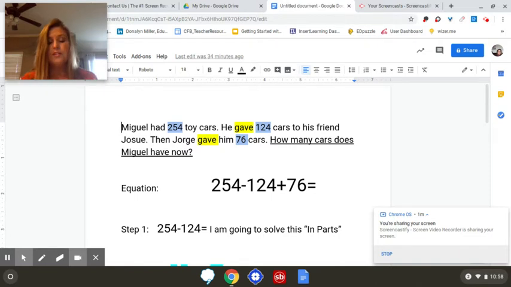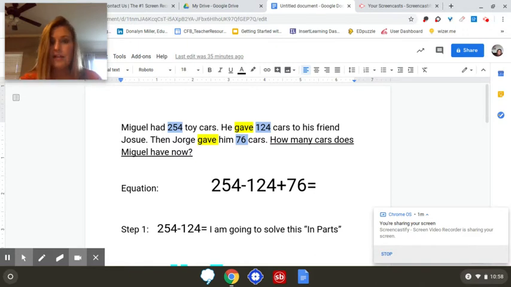So to understand, the first thing we do is we circle the numbers. And if you look on mine, I've gone ahead and highlighted all of the numbers in blue. So now that we have those, let's go ahead and reread the problem. Miguel had 254 toy cars. He gave 124 cars to his friend Josue. Then Jorge gave him 76 cars. How many cars does Miguel have now?